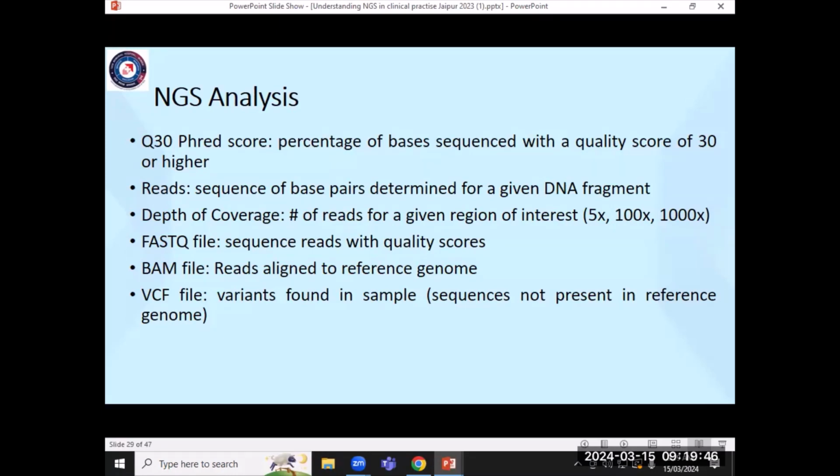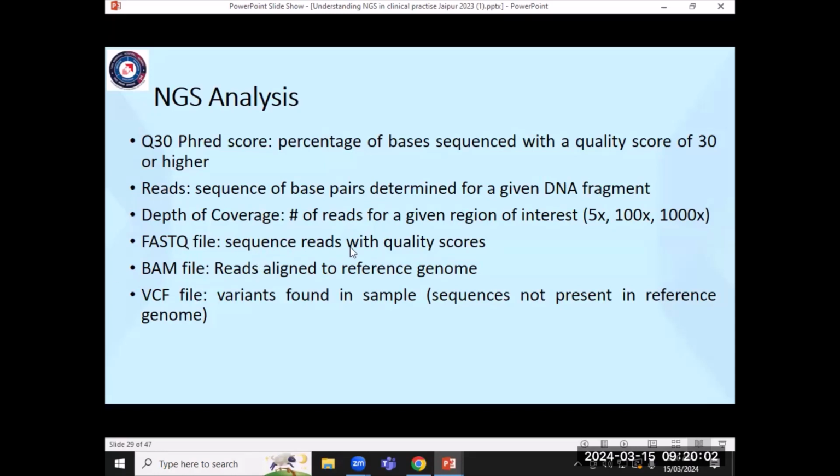So that is depth of coverage. As per the international consensus or the AMP guidelines, 500x is the recommended. So in any report, always look for depth of coverage, whether it is more than 500x, which they usually write. Okay.